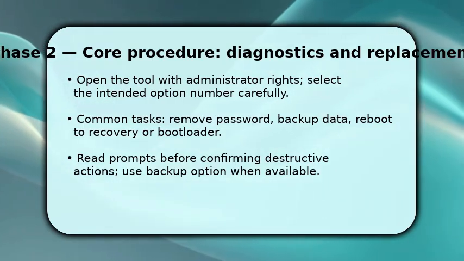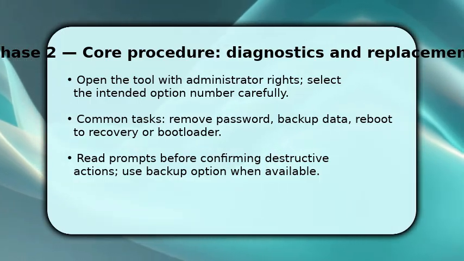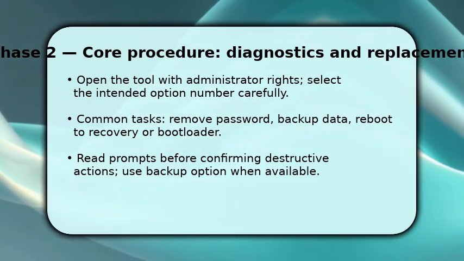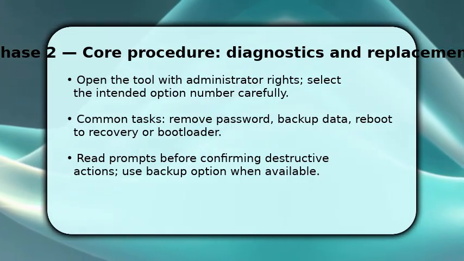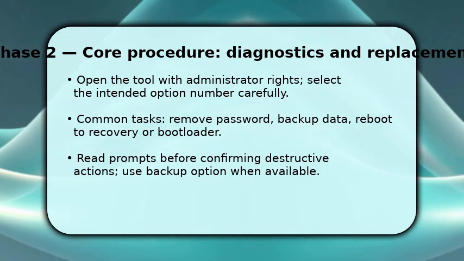Removing a lock or clearing data will occur immediately, so choose backup if you need user files. If you must reboot to recovery or bootloader, the tool will call adb or fastboot accordingly. Confirm the device reboots. Pay attention to status messages. If an operation fails, note the error text for troubleshooting.